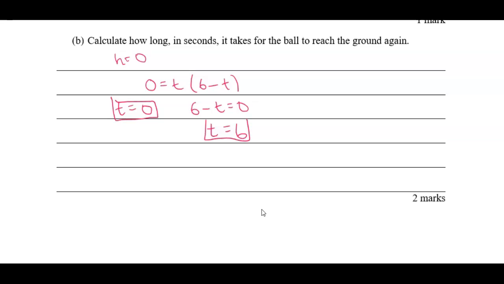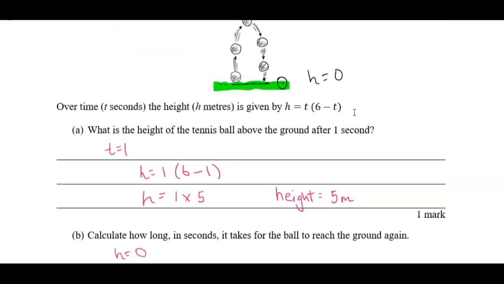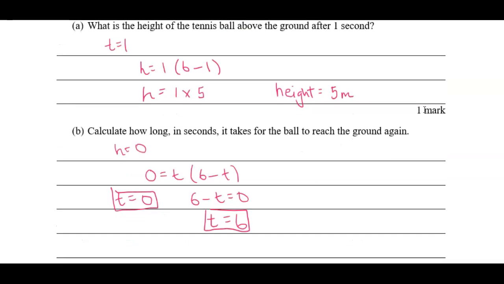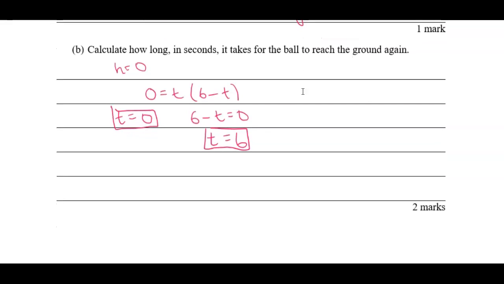So basically, your tennis ball leaves the ground at t equals 0 and then comes back at 6. So it's kind of in the air for 6 seconds. Now, realistically, I don't know of a ball being up in the air for 6 seconds. That does seem like a relatively long time, but sometimes maths doesn't always make sense to us. So let's just write that down.